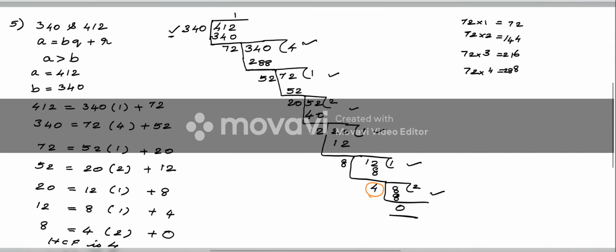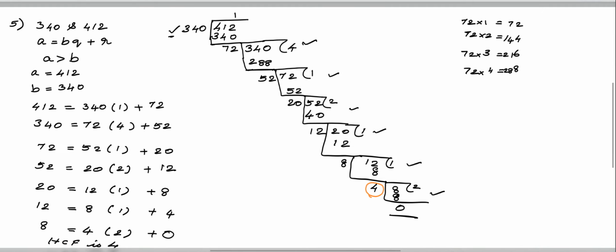This one roughly you can work out with your lower class method, that is the L division method. Previously I taught you that L division method. You can try with that. You will be getting this GCD, that is HCF, as 4. You can check with that method also, ma.